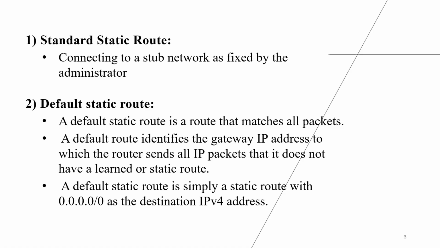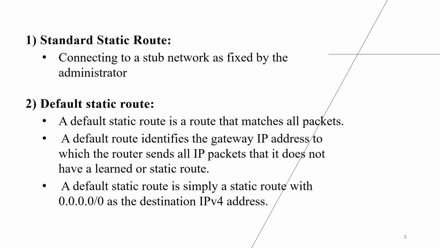A standard static route is used to connect a stub network as fixed by the administrator. It means two networks, or two subnets, can be connected by using a static route. The administrator writes a normal command for that, and these two networks will be connected. This is a standard static route.